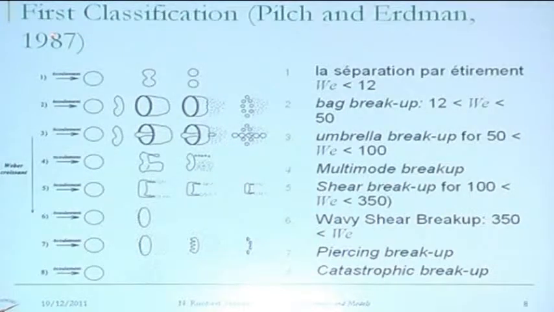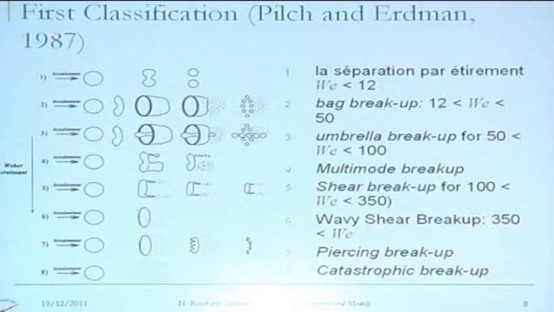A few years later, 70 years later, Pilch and Erdmann, in a landmark paper, made the first classification of the different modes of droplets in secondary atomization. So first the droplet is stretched, and you can have some separation by stretching.